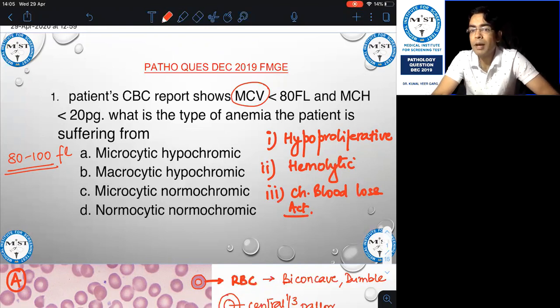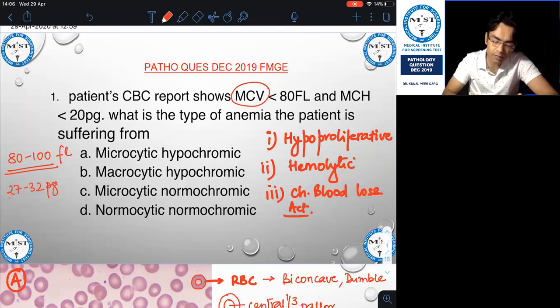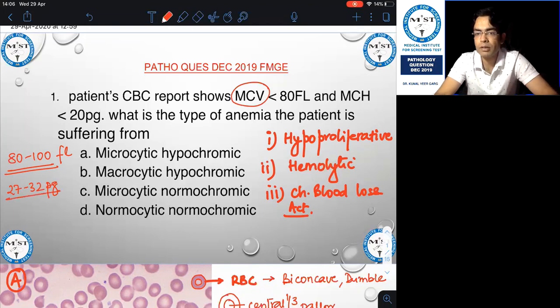Now when the RBC is becoming smaller, the second thing was MCH, that is mean corpuscular hemoglobin, and the hemoglobin is also going low. What is MCH? Hemoglobin content in the RBC. The normal MCH is from 27 to 32 picograms. Now see the value in the question: less than 20 picograms. That means the hemoglobin content is also low.